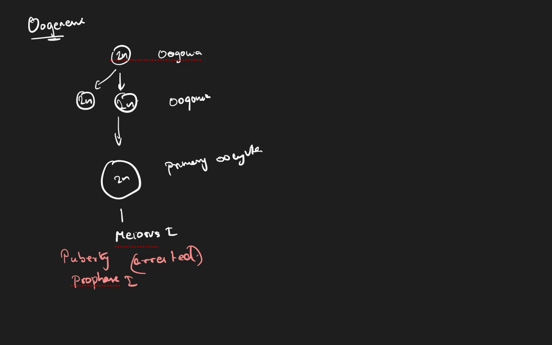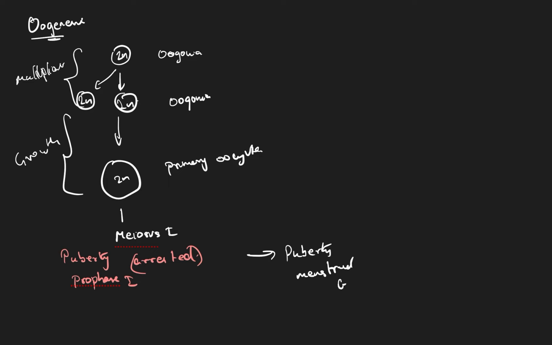So fetal life, 25 weeks. This is multiplication phase and this is growth phase. Then meiosis 1, meiosis 2 happens, primary polar body degenerates, secondary oocyte is produced, and in puberty the menstrual cycle begins.